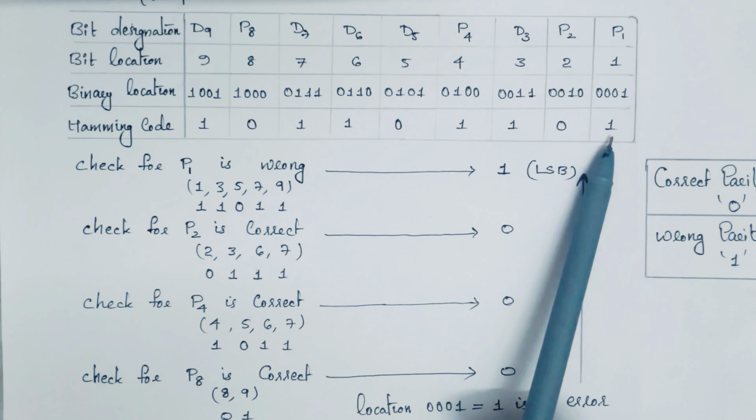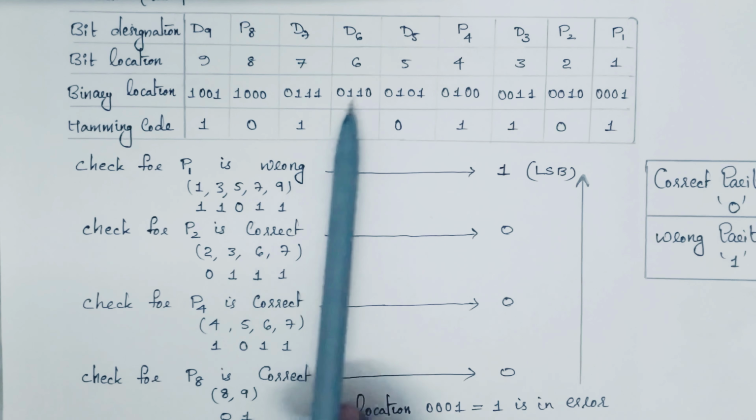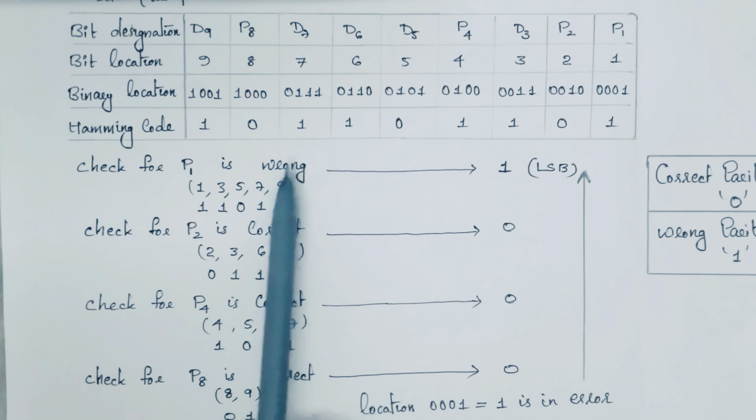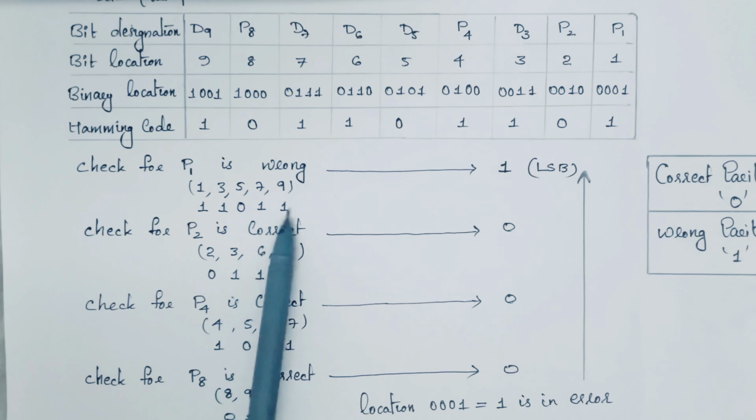So for location number 1, we have the binary bit 1. In the third location, 1. In the fifth location, 0. So writing 0. In the seventh location, 1. Writing 1. Then on the ninth location, 1. So we got the binary word 11011.